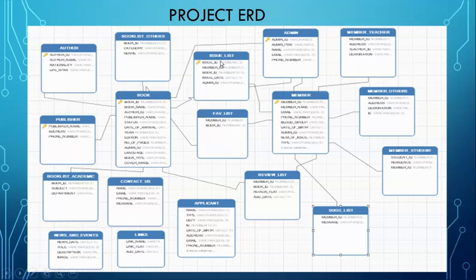The admin table is connected with the book table, member table, and issue list table. The member table and book table are connected with the favorite list table. Again, the book table and member table are connected with the review list table. Member list is connected with the suggestion list table. Again, the admin table is connected with the issue list.